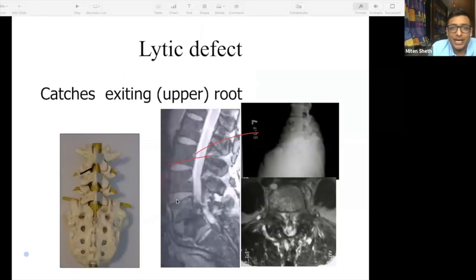But when that patient becomes a lytic listhesis, then you can easily identify it, because here you will see that there is a problem in the alignment. And when you see the axial cut at the level of the alignment, you will see that the lateral recess is looking very dirty, as if someone has just smudged the lateral recess, but the central canal is looking more open than usual.